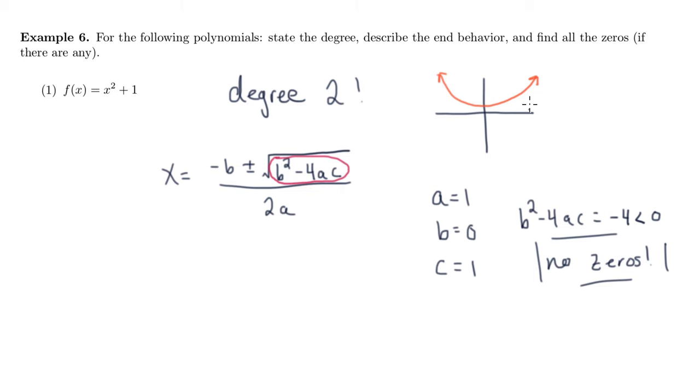And we can actually see from the graph, I drew this accurately, this should pass through positive 1 here, that the function never hits the x-axis. The zeros are the points where the graph hits the x-axis. Well, there aren't any, so there are no zeros for this function.